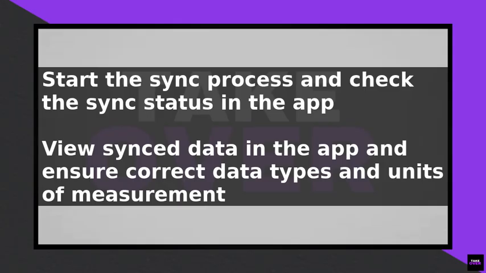Once you have configured the sync settings, you can start the sync process. The app will then sync your data between Google Fit and Apple Health according to the settings you have configured. You can check the sync status and view your sync data in the app.